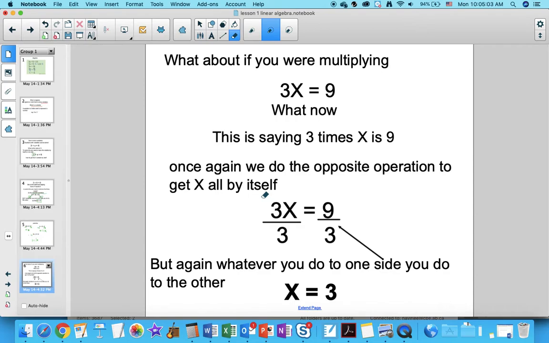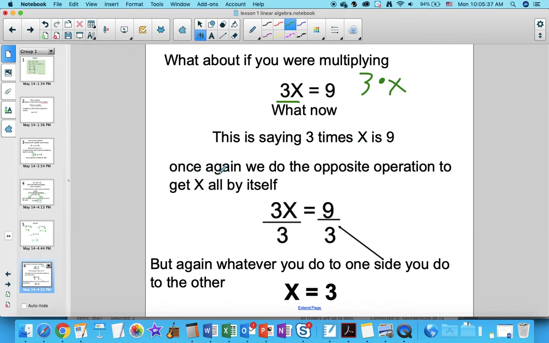Okay, what if you were multiplying? What if you see 3x? Well, when you see something like this, it is the same as saying 3 times x. So 3x is the same as saying 3 dot x. And now, as you do more algebra, you won't see x as the multiplication symbol because x will be used as your variable, right? So you're going to see the dot, or you'll see 3 next to the x, 3x, right? So this is saying 3 times x equals 9.